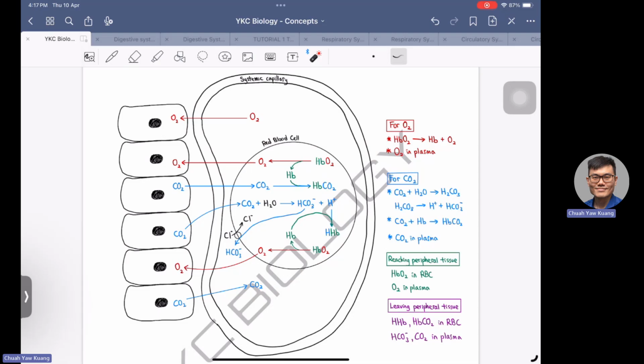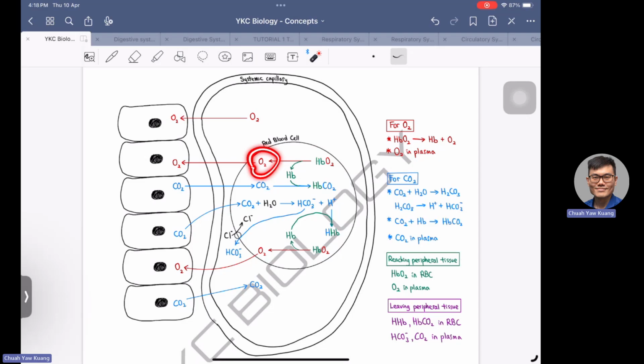This is mainly due to the lower pH, the lower partial pressure of the oxygen, and also the higher partial pressure of the carbon dioxide in the environment of the peripheral tissue. All of these will cause the dissociation of the oxyhemoglobin in the red blood cell to release the oxygen and hemoglobin. This hemoglobin will later be used for the transport of the carbon dioxide.